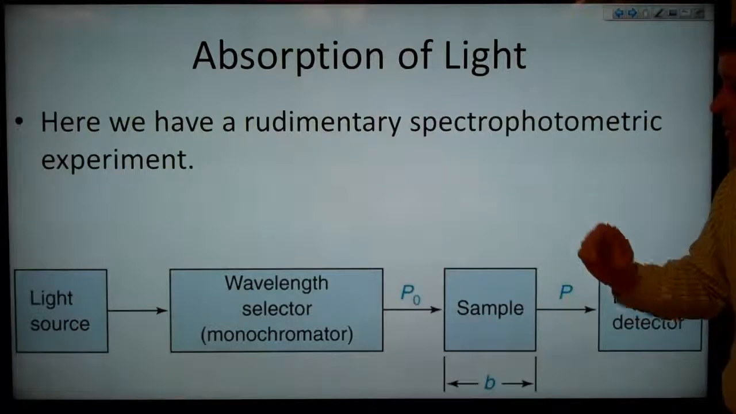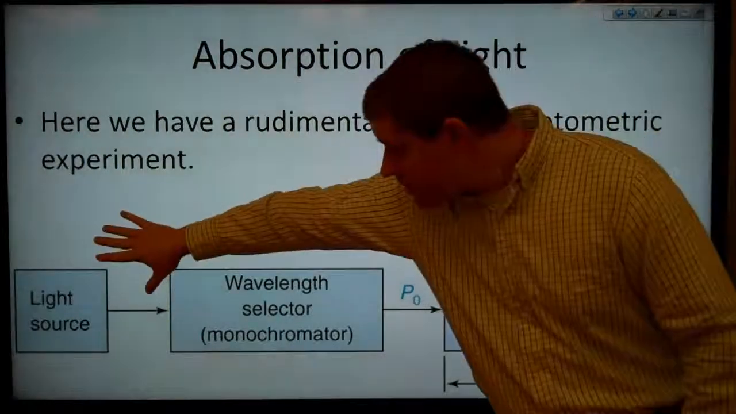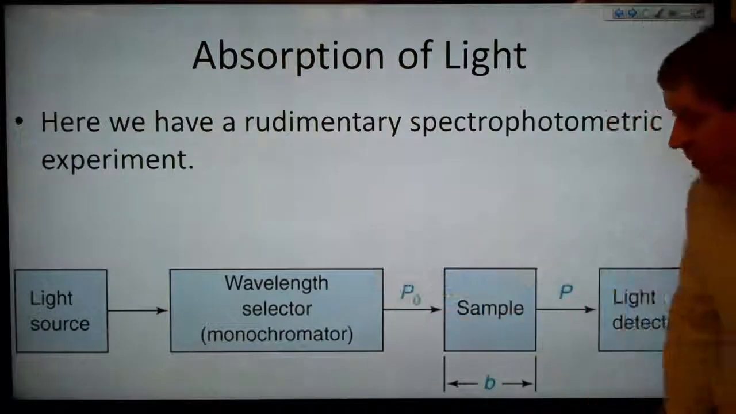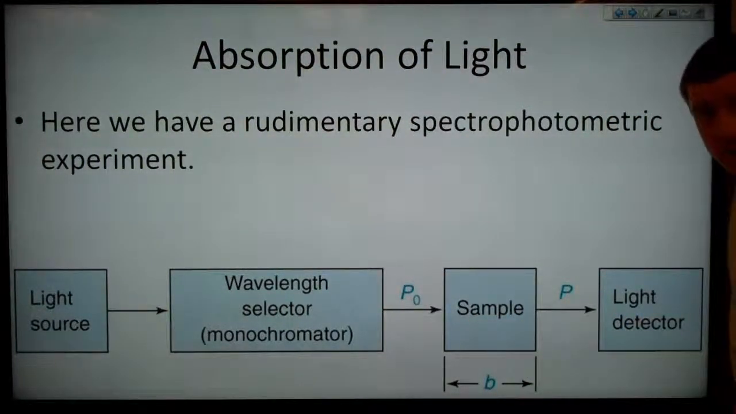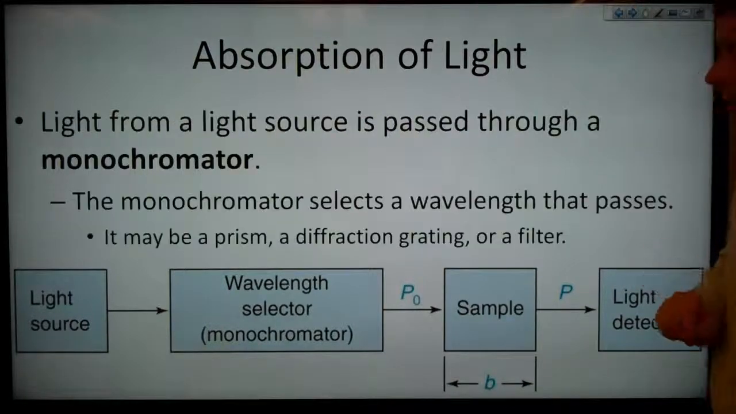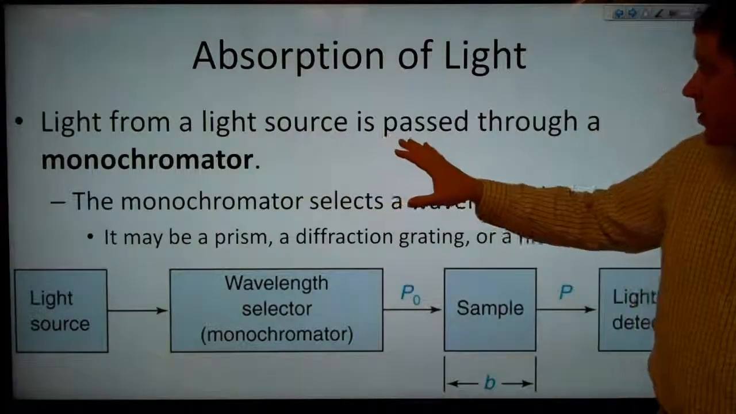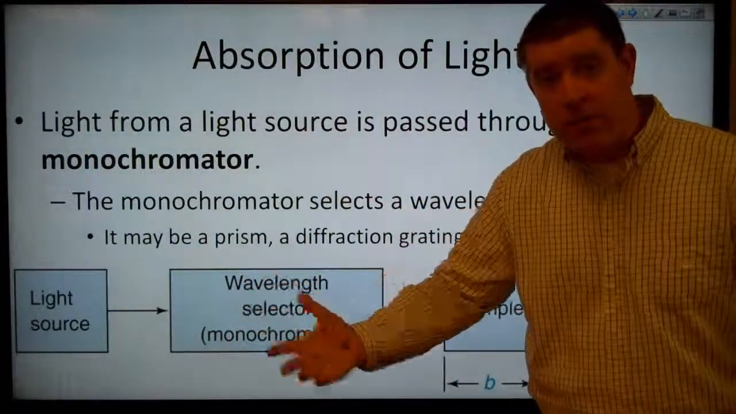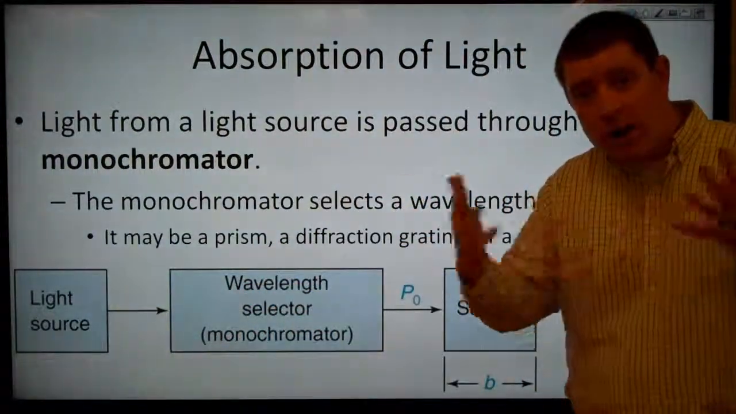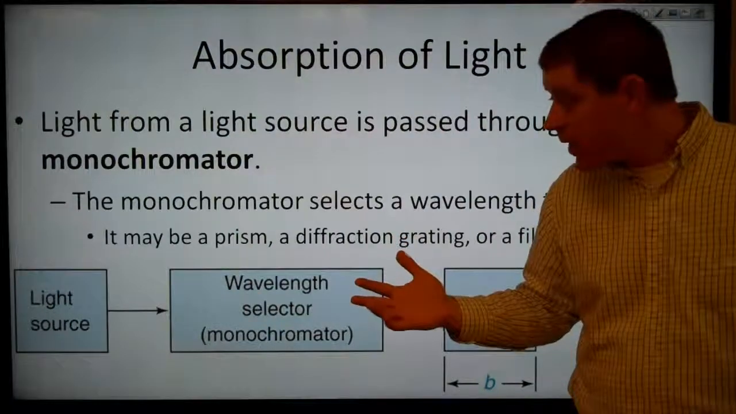So here we have a rudimentary spectrophotometric experiment. We have a light source, a monochromator or wavelength selector, our sample here, and some detector that detects the light passing through. Light comes out of the light source, and it's multi-wavelength. We have a broad spectrum of light coming out of the source.